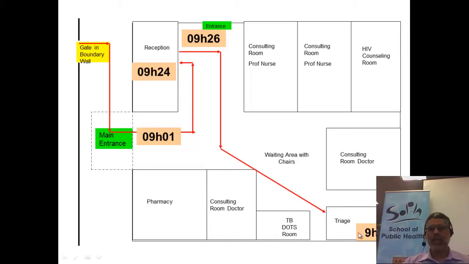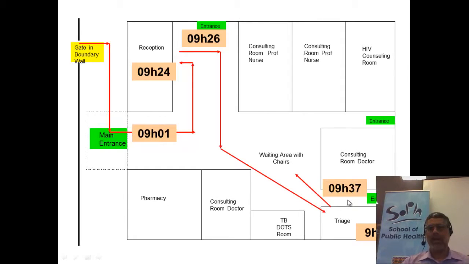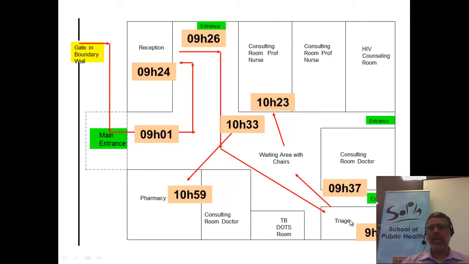The patient then went to triage and was called into the triage room at 9:33. This means that the patient waited from 9:26 to 9:33, or 7 minutes. The patient then left the triage room at 9:37, indicating a 4-minute service time, and went to the consulting room of a professional nurse, which they entered at 10:23, indicating he waited from 9:37 to 10:23 to obtain the services of the nurse. So the patient waited 46 minutes, or 10:23 minus 9:37. The patient then left the nurse consulting room at 10:33, showing that he had a service of 10 minutes.